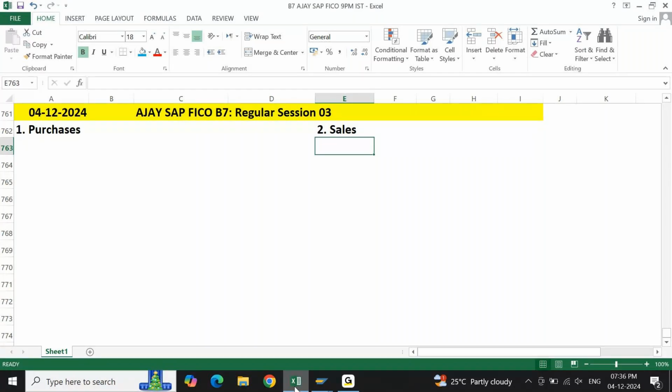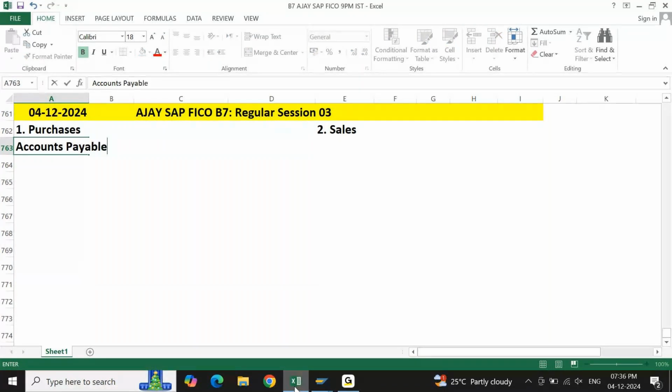Whenever you're talking about purchases or sales, you're talking about buying and selling of any product, of any service, or of any fixed asset. In case you're talking about purchases, this is basically called which module in accounting? Accounts payable. Purchase in accounting is accounts payable.